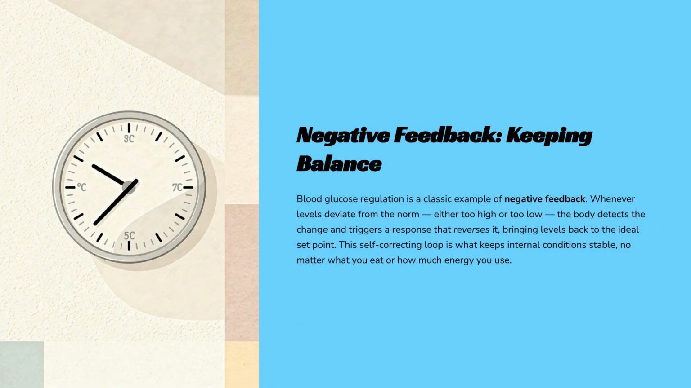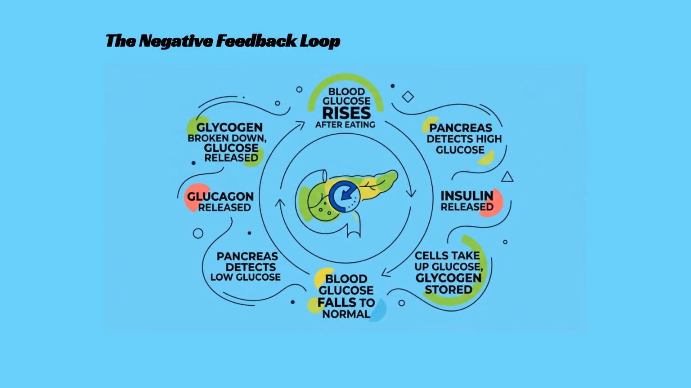Blood glucose regulation is a classic example of negative feedback. When levels deviate, the body triggers a response that reverses the change, keeping internal conditions stable at the ideal set point. The negative feedback loop continuously makes tiny adjustments.